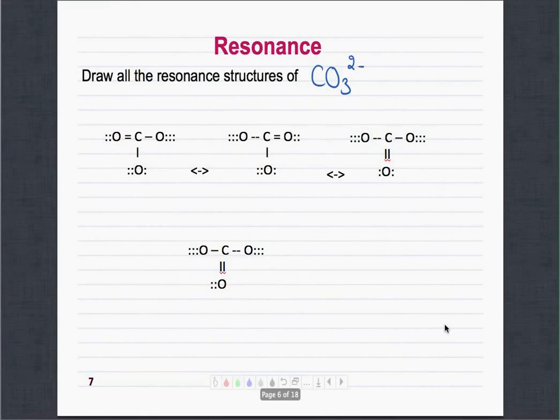If you see yourself forming a bond from a plus charge, for example C plus, that's wrong. That would never happen, because a plus means there are no electrons there. Mainly, the one you're going to see most in this course is where a lone pair forms a double bond, and that double bond forms a lone pair.